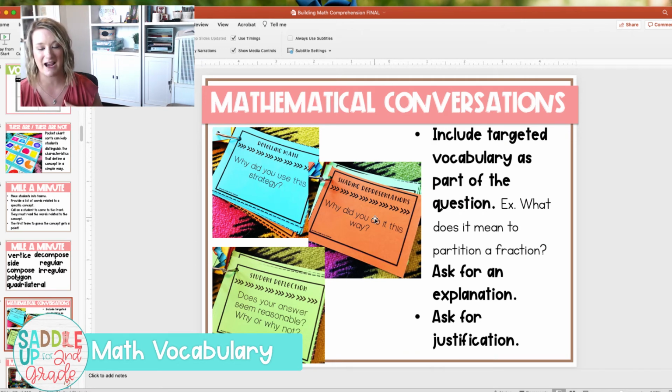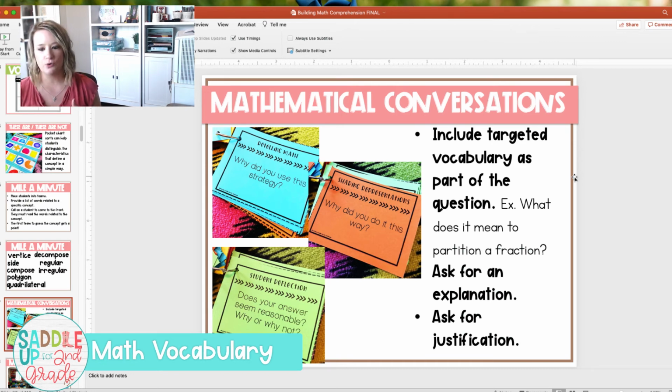With this, I use comprehension stems. I keep these on a ring, and I have a set at my small group table as well as up near the front of my classroom, so that I always have them on hand. I'm always able to ask my students meaningful questions during our small group time, or maybe when I'm working with a student one-on-one. Here is just an example.